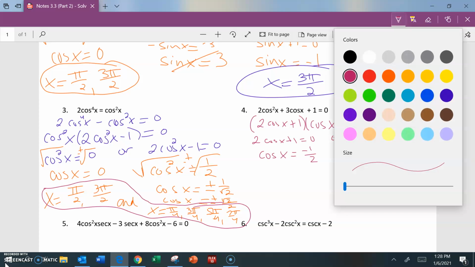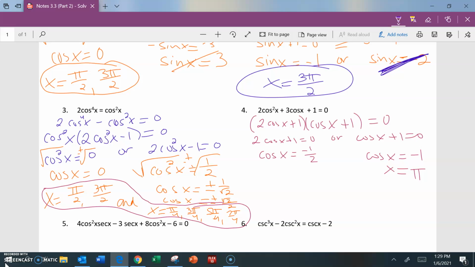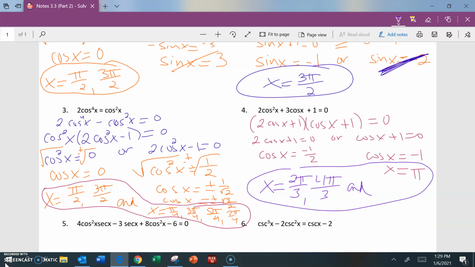And then when will the cosine of x equal negative 1/2? Well, that occurs at 2 pi over 3 and 4 pi over 3. So we have 3 answers.